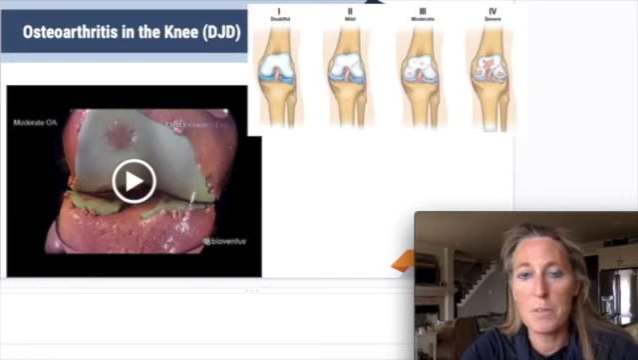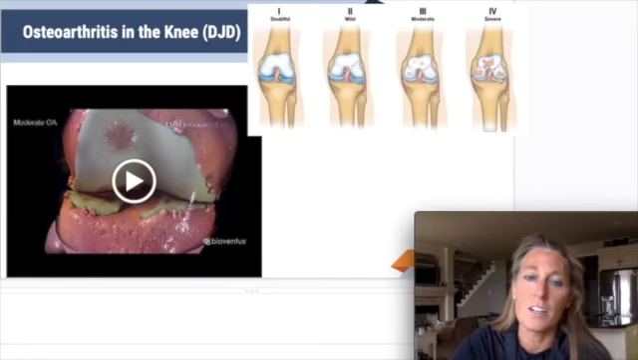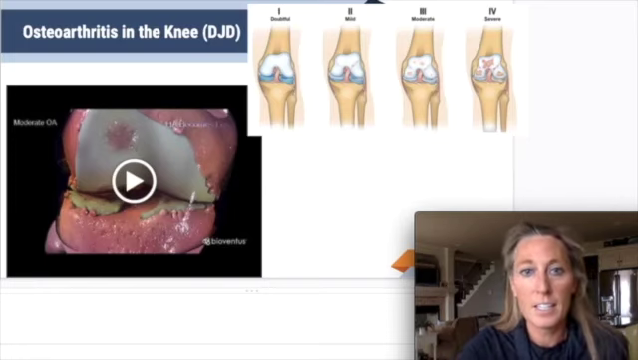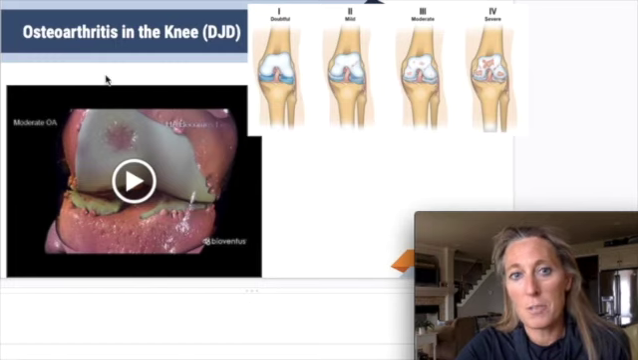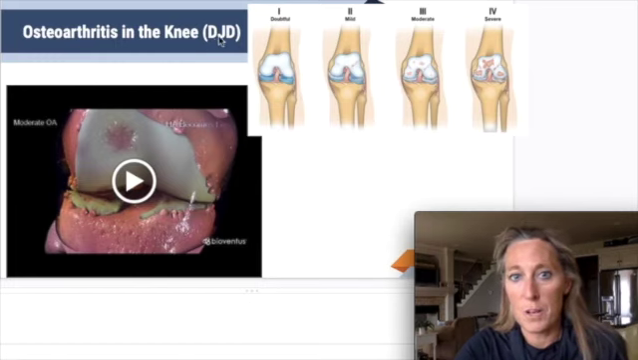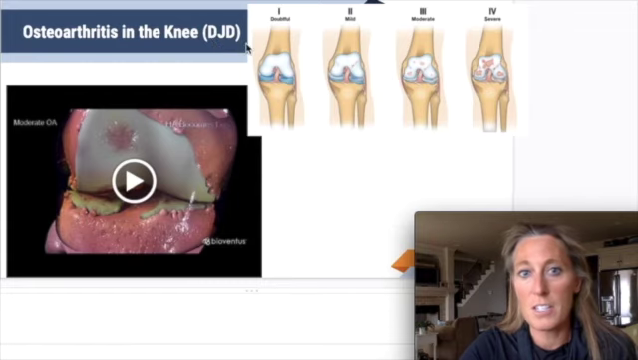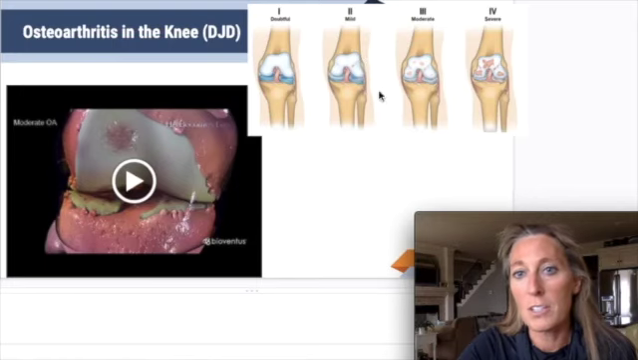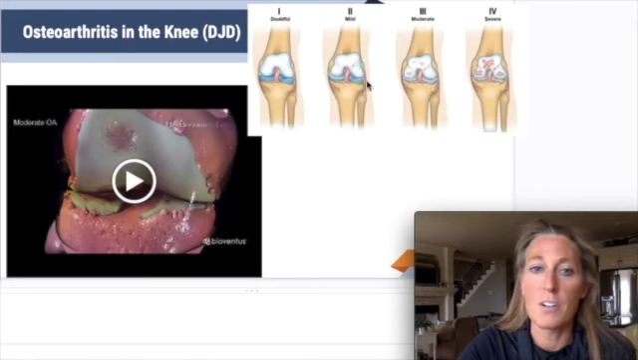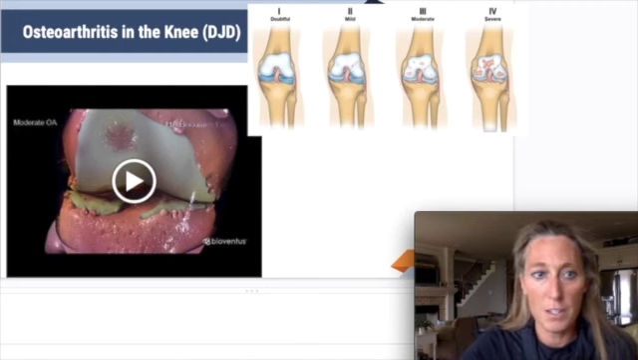Welcome back to my place for the sixth and final lesson on the knee. Last week we talked about osteoarthritis of the knee. We talked about DJD, or degenerative joint disease, which is another name for osteoarthritis. There are different stages or levels. We talked about mild, moderate, and severe osteoarthritis. We watched a video of what that looked like.